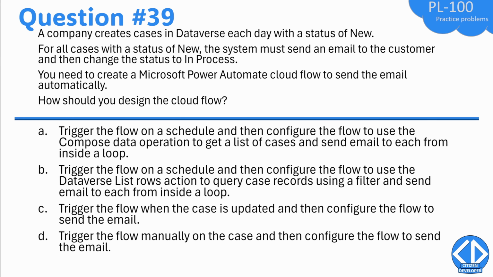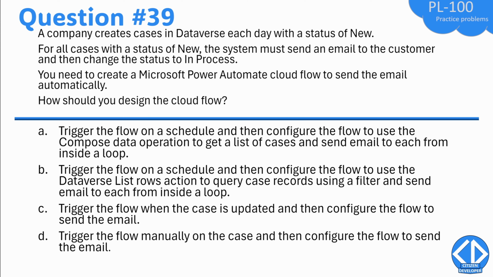Question 39, so a company creates cases in Dataverse each day with the status of new, and for all cases with the status of new, the system must send an email to the customer and then change the status to in process. You need to create a Microsoft Power Automate Cloud Flow to send the email automatically. How should you design the cloud flow? Okay, so our different cloud flows again are instant, automated, and scheduled. And so one of these three is going to help us achieve this. So let's go ahead and read what we're asking again to make sure we really understand it.